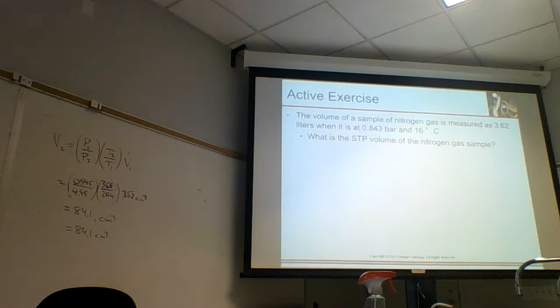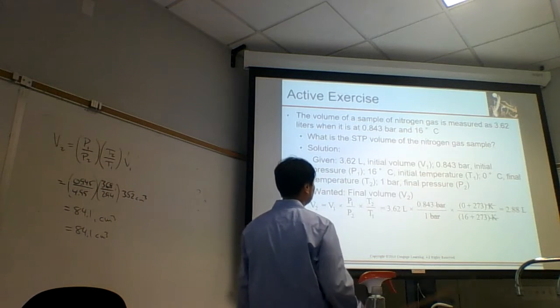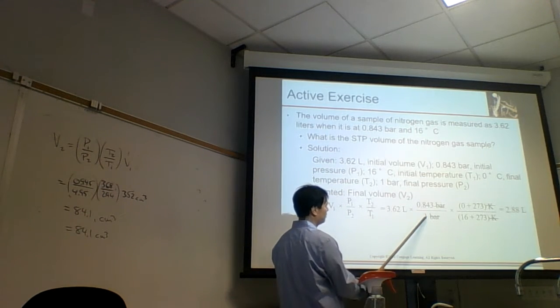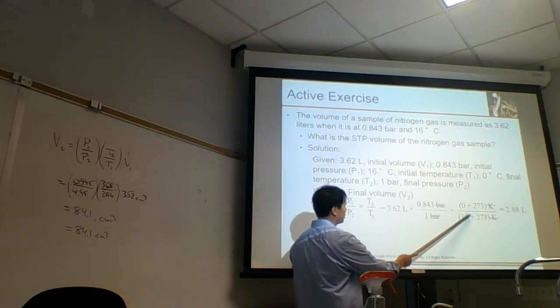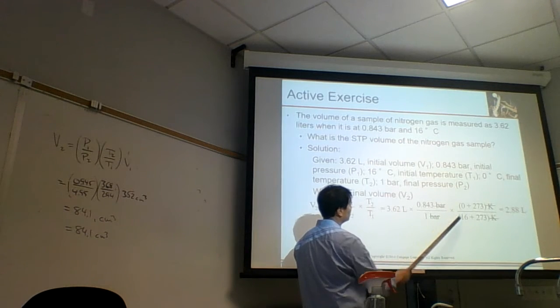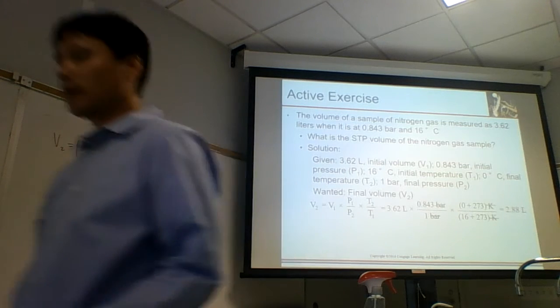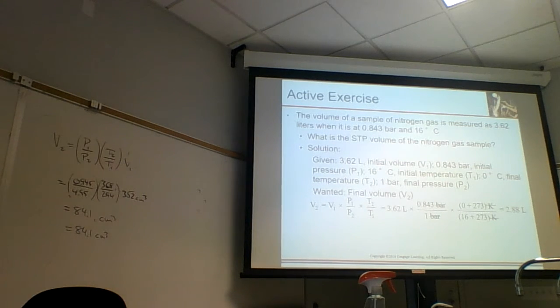And so basically it turns out to be a combined gas law problem where we convert this to Kelvin and just plug it into the equation. So we look at the pressure fraction here. The pressure went up, the pressure goes up, the volume should go down. And then look at the temperature fraction. The temperature went down, so the volume should go down. So both of these point to volume going down. So we get 2.88 liters.